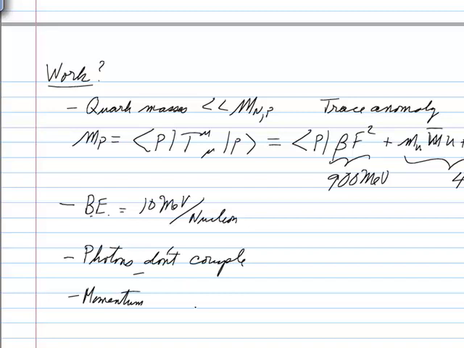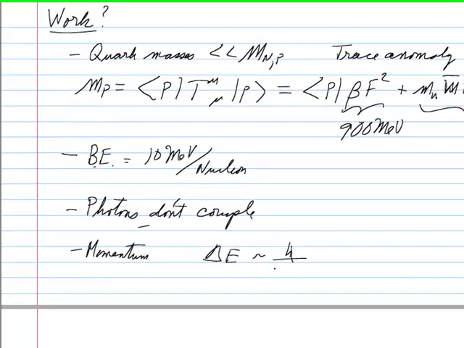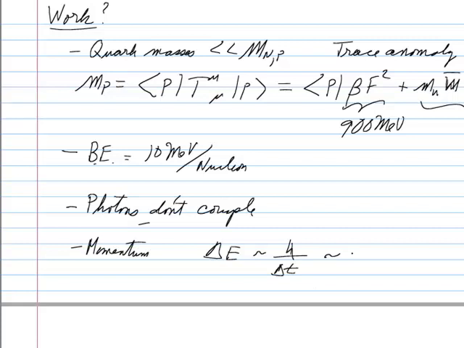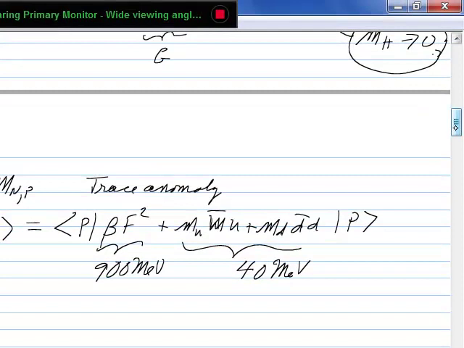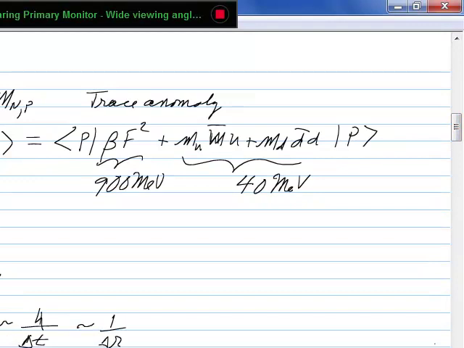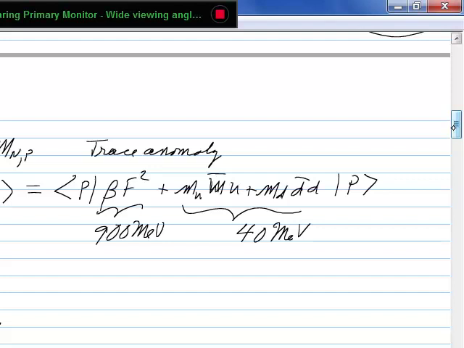So if you have delta E is 1 over delta T for uncertainty reasons, you get energies of 1 over the distances for binding states. When you have bound states, those type of energies don't contribute. So basically, Higgs theory doesn't work. But this exercise does point us in the direction where we need to go. So that's where I want to go next. Any questions on that before I move the slide off?